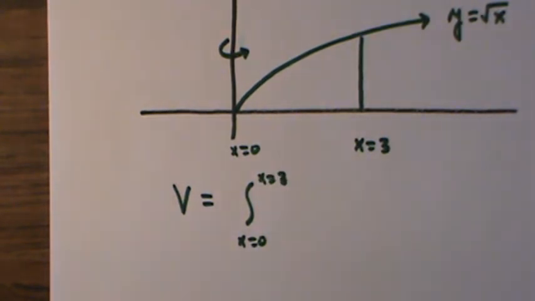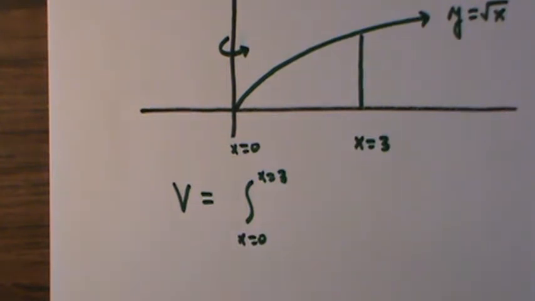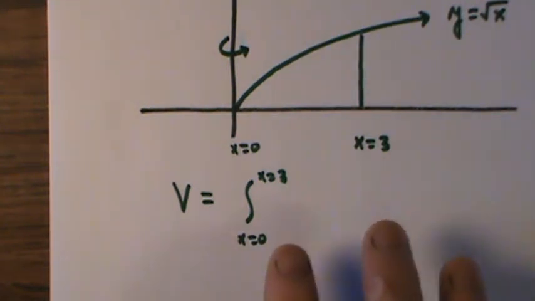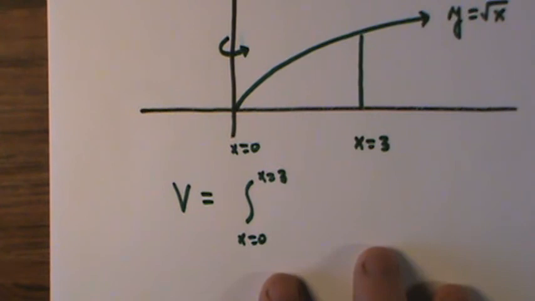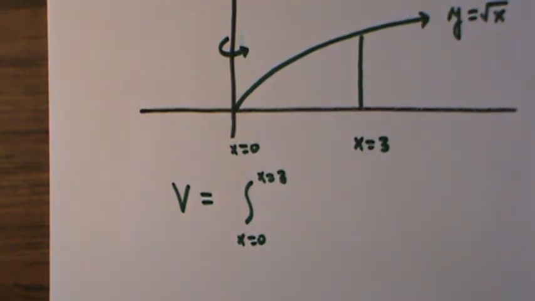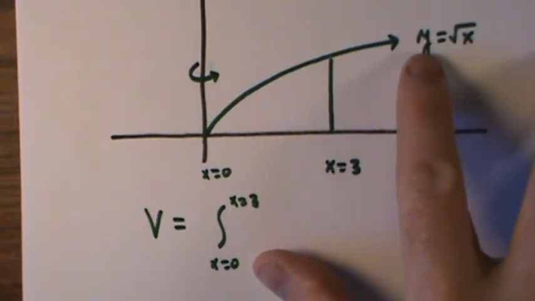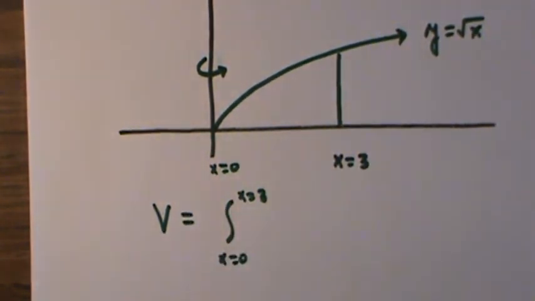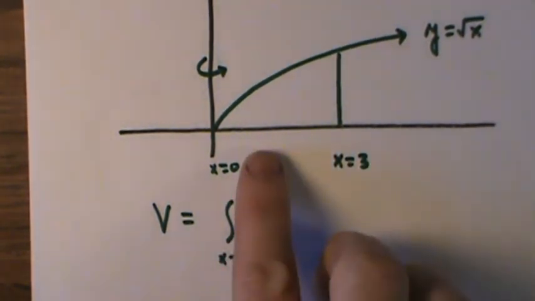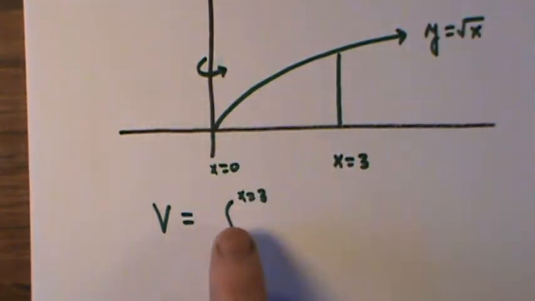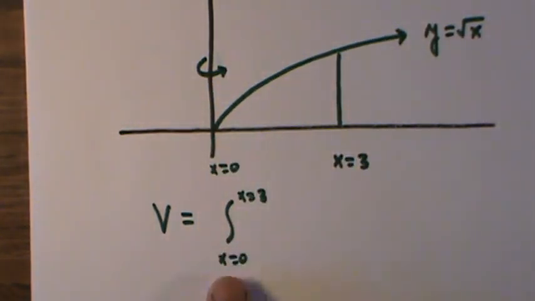Now, if you're comfortable with the disk and the washer method, you should be scratching your head saying, wait a second, if you're going about the y-axis, shouldn't everything be in terms of y? No, that's the beauty of the shell method. If your function is nasty and you can't solve for x so that everything is in terms of y, we've got this fix called the shell method. It says we can do everything about the y-axis, but we can do it in terms of x. And how we do that is simply like this.